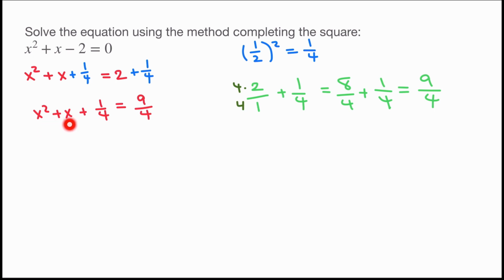So I've got x squared plus x plus 1/4, and then I'm going to take 2 plus 1/4. I added those numbers together. 2 over 1 is the same as 8 over 4, plus 1/4 is 9/4. So equals 9/4.